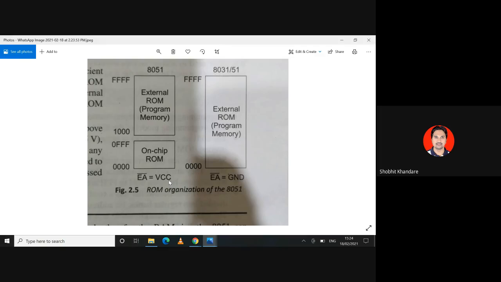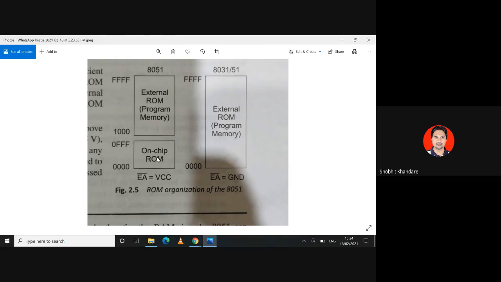So in that case, what is the scenario? And when you give EA bar is equals to 0, 0 बोले तो ground. Now under EA bar is equals to 1 or EA bar is equals to 0, what are the scenarios? So there are two scenarios. Now this scenario we are talking about purely about the ROM. Now pay attention जो मैं बता रहा हूँ. Now you know that on chip ROM आपका 4 किलोबाइट है.